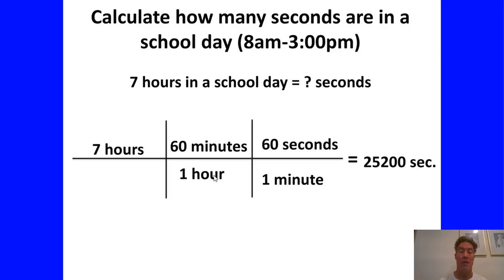So how many minutes are in an hour? 60. Great. How many seconds are in a minute? 60. So you're always going to put the bigger number on the smaller unit because this is an equivalency. And then you're going to see that hours cancel, minutes cancel, and the only thing left are our units in seconds. And that's what we want. We want to be converted to seconds. So we have the answer 25,200 seconds.